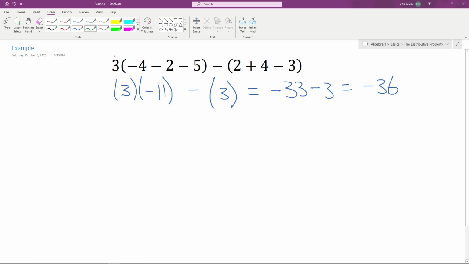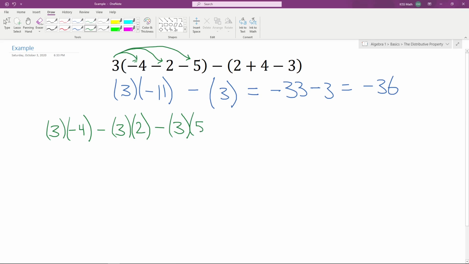We know we have to distribute this 3 to all of the terms. And if we do that, we would get 3 times negative 4. And we keep the sign minus a 3 times 2 minus 3 times 5. And recall, we got this sign from looking at the operators here. Like that. This sign over here, that's a negative 4, so that's where this is here.